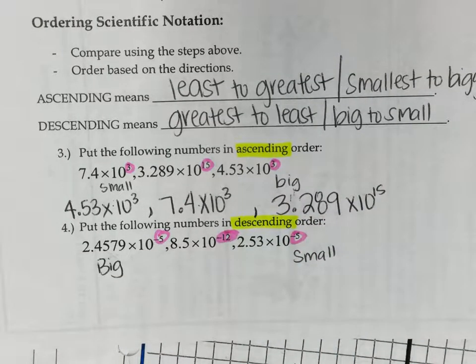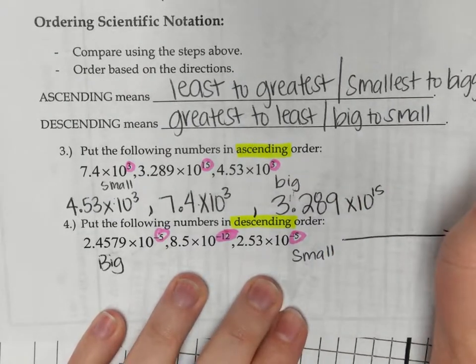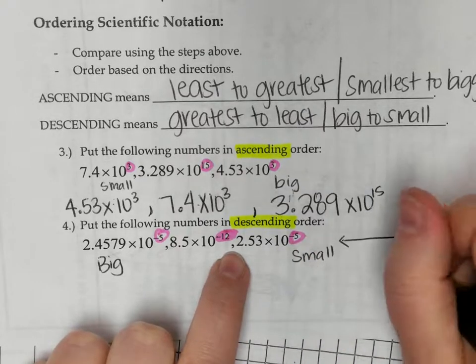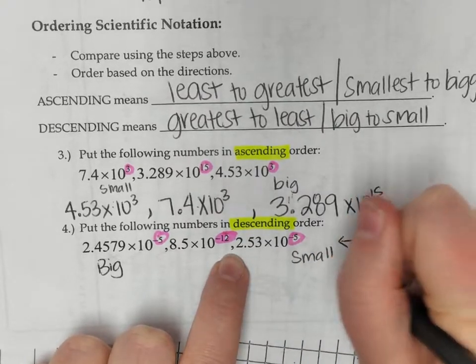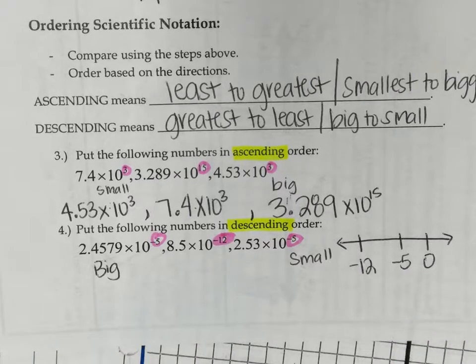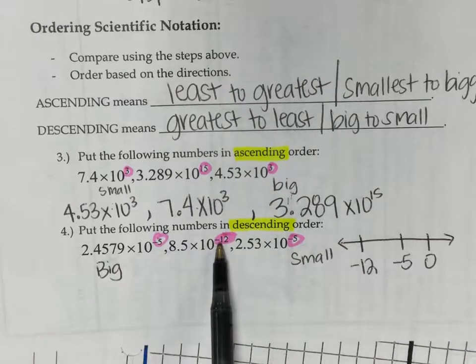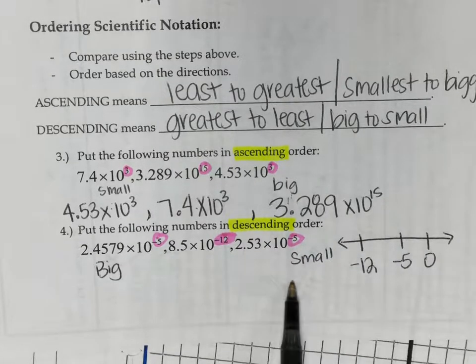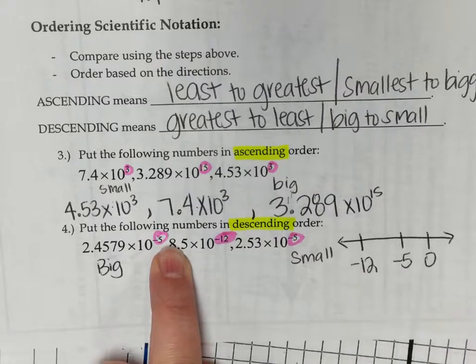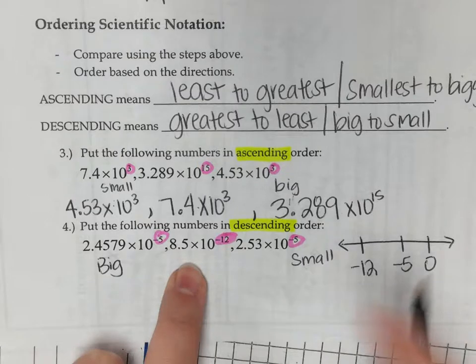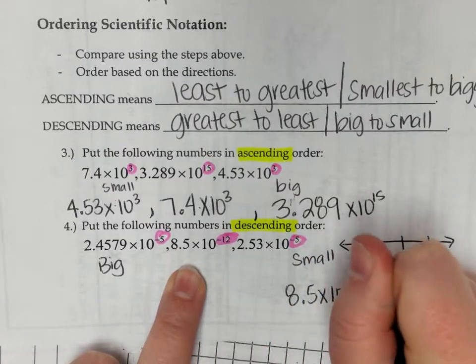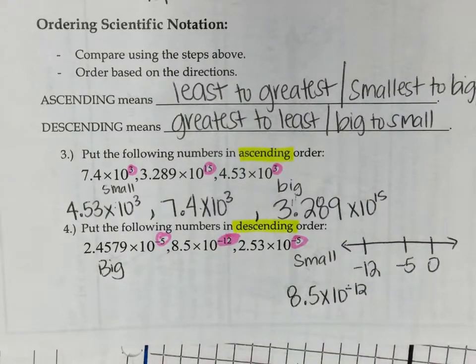I'm going to draw my number line again just so I can see. If I have 0, what's closer, -5 or -12? -5 is closer, -12 is further away. It's further left. So, is -12 going to be the biggest or the smallest? It's the smallest. -12 is further left, so it's going to be the smallest number. So 8.5 times 10 to the -12 power is going to go over here.